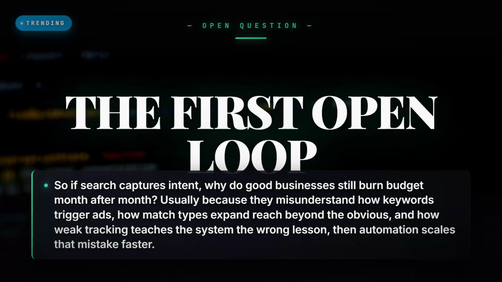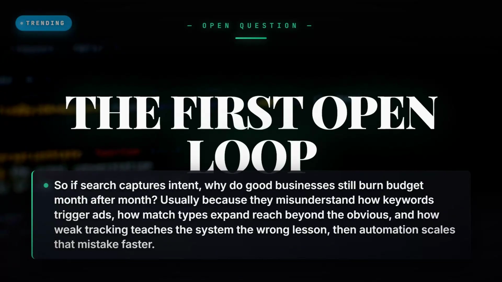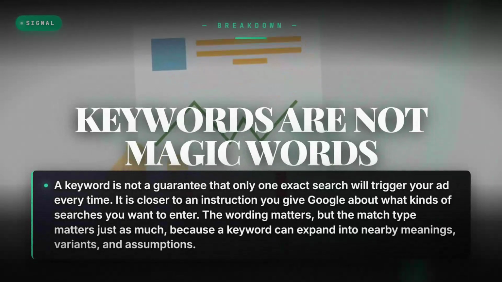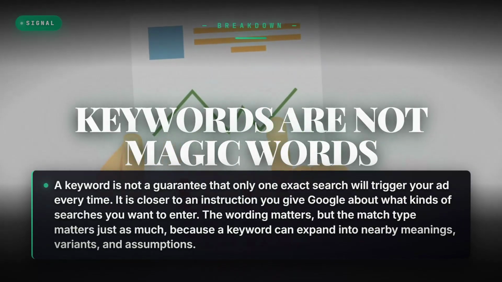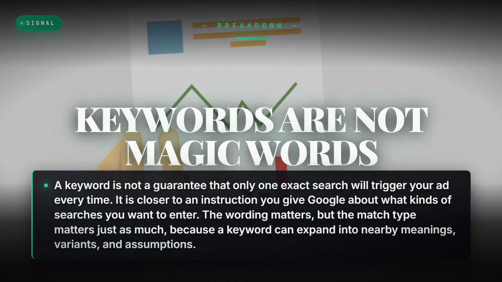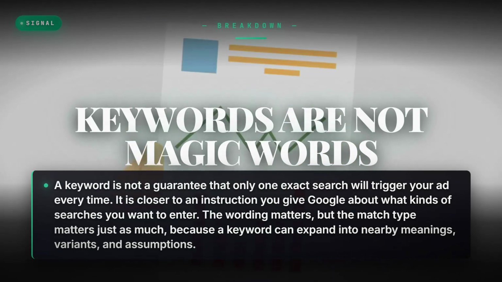So if search captures intent, why do good businesses still burn budget month after month? Usually because they misunderstand how keywords trigger ads, how match types expand reach beyond the obvious, and how weak tracking teaches the system the wrong lesson, then automation scales that mistake faster. A keyword is not a guarantee that only one exact search will trigger your ad every time. It is closer to an instruction you give Google about what kinds of searches you want to enter.